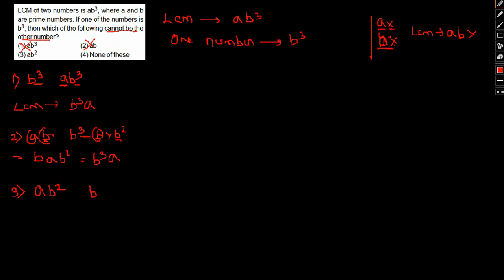Okay, AB square and B cube. Let me write this B cube as B into B square. Initially we will consider the common part. So LCM will be the B square, uncommon part A and B. So B cube A. Again, all three options fail, so therefore the answer will be none of these.